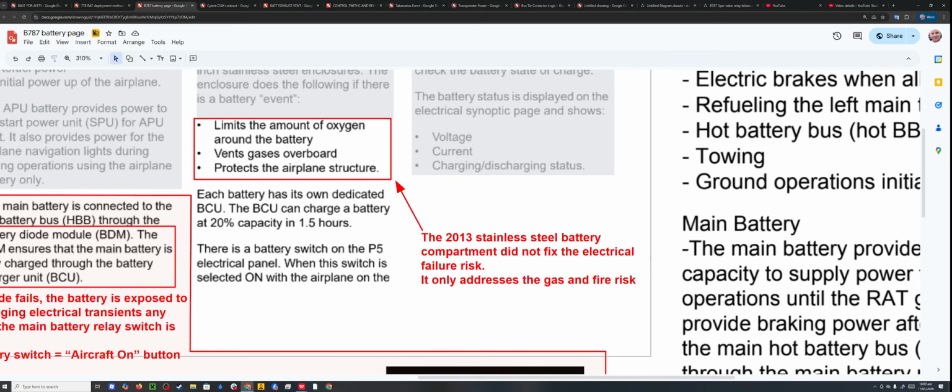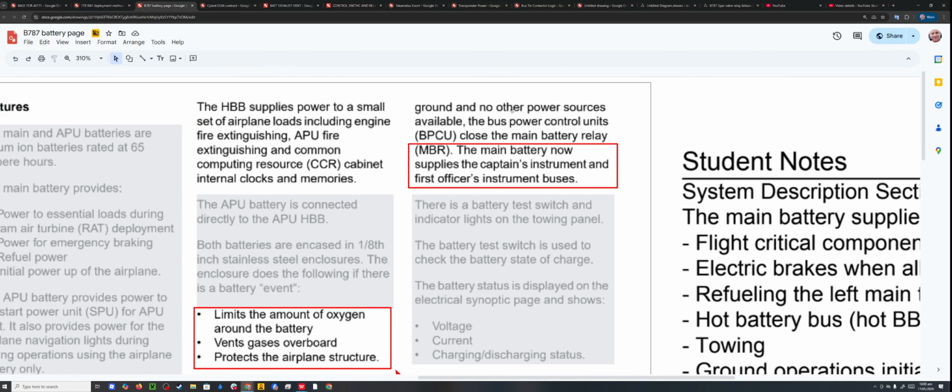Okay, there's a battery switch on the P5 electrical panel, as I showed you. When this switch is on with the airplane on the ground and no other external power sources available, the BPCU would close the main battery relay. Okay, the main battery now supplies, because of that relay and the diode allowing power to flow, the captain's instrument and first officer's instrument bus.